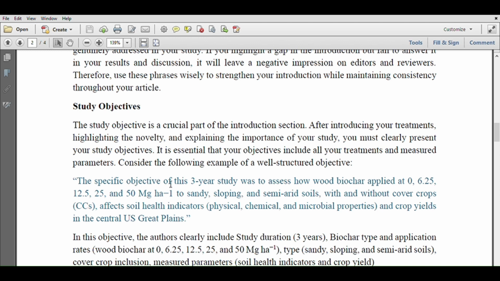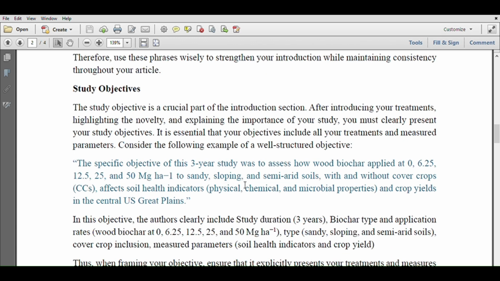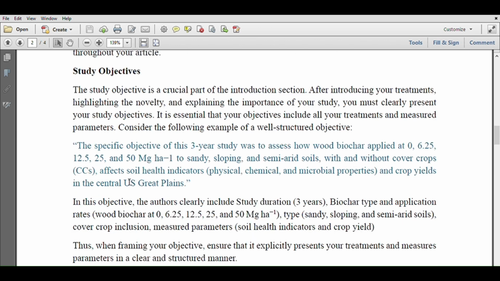The specific objective of this 3-year study was to assess how wood biochar applied at 0, 6.25, 12.5, 25, and 50 mg ha-1 to sandy, sloping, and semi-arid soils, with and without cover crops, CCs, affects soil health indicators, physical, chemical, and microbial properties, and crop yields in the central U.S. Great Plains.